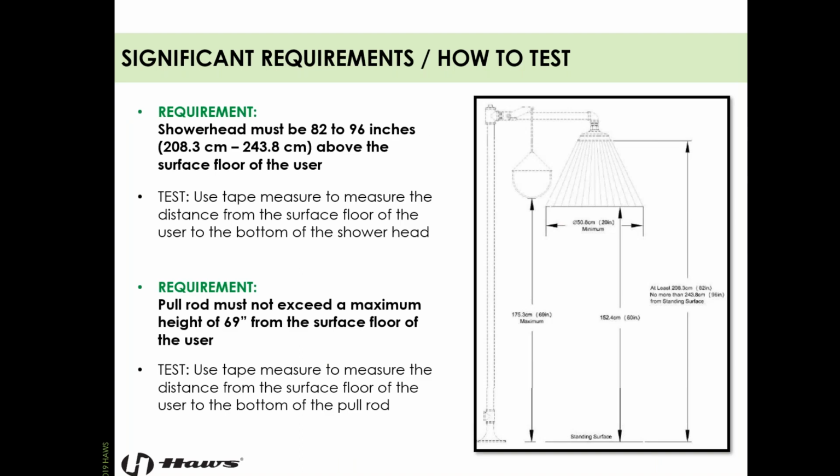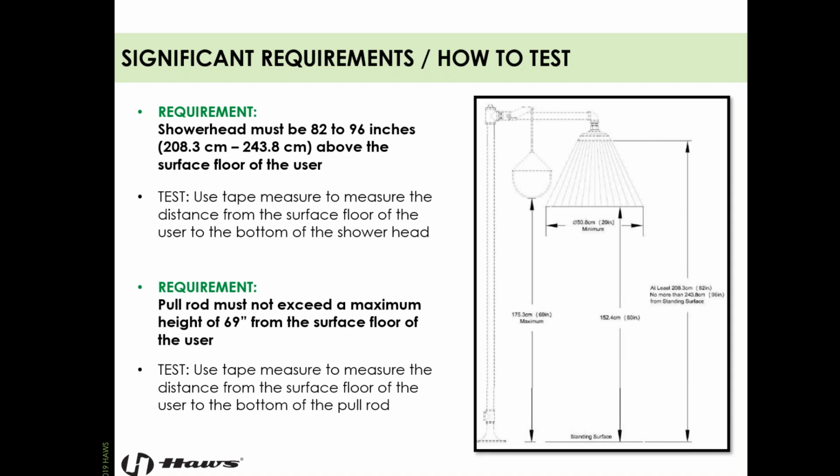The shower head and the pull rod both have to be measured. So the shower head, more specifically the outlet of water, has to be between 82 to 96 inches above the surface floor of the user. And you have to use a tape measure to measure up to that nozzle. What they're ensuring is that if it's too low, the pattern's gonna be too narrow, it's not gonna wash you appropriately. And if it's too high, same thing, it's gonna be too wide and you're not gonna get enough water centered on your body.